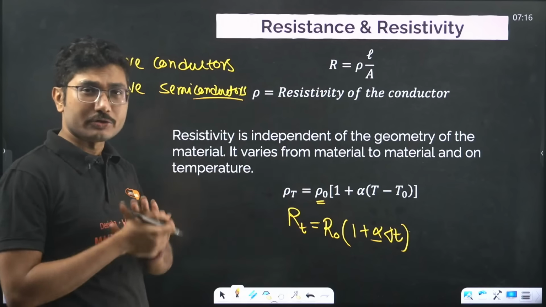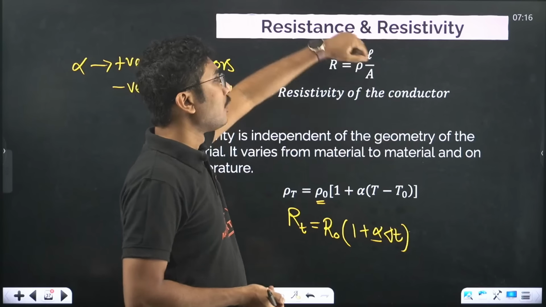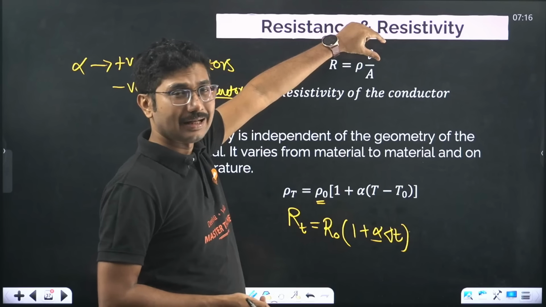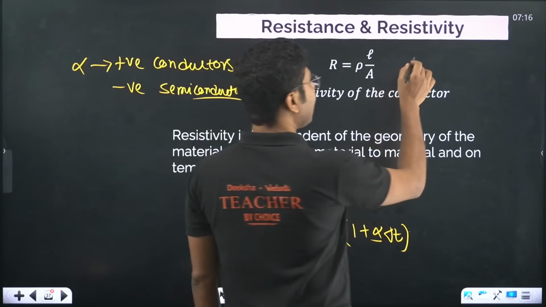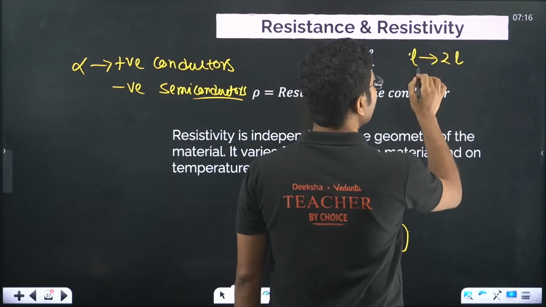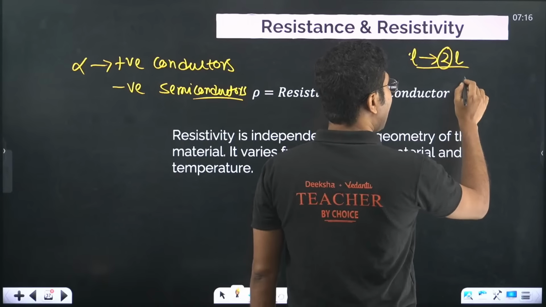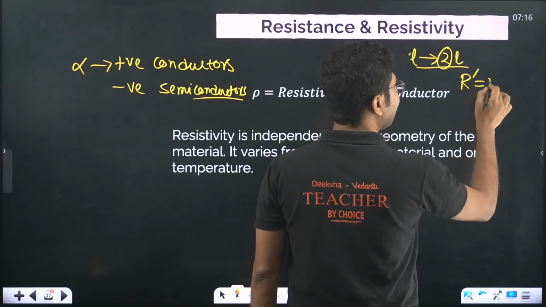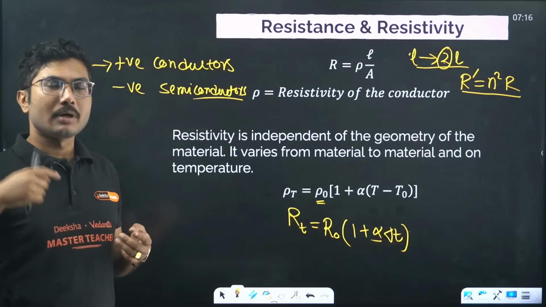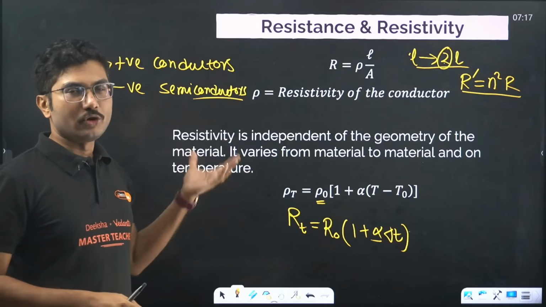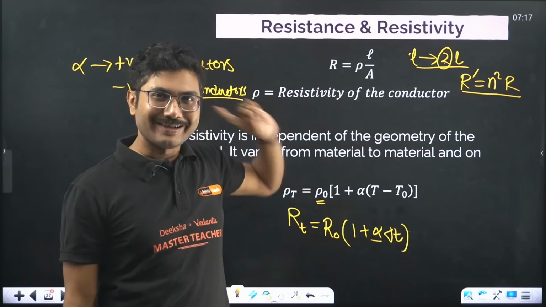Now resistance and resistivity are also important. Resistance depends on rho L by A. Obviously, we know the formula. Rho is resistivity, L is length, A is area. Now sometimes they might ask you, if you change the length to 2L, what will be the new resistance? So find the factor by which the length is changed, and remember that the final resistance is N square R. N is the factor by which the length is changed: doubled, tripled, quadrupled. Based on that, the value will be decided, and then you just use N square R to find the final resistance.